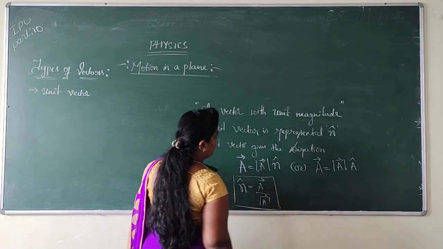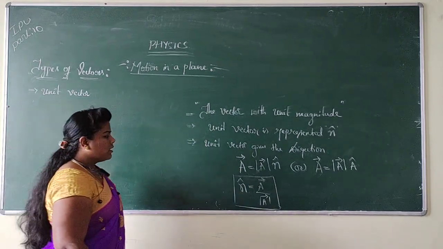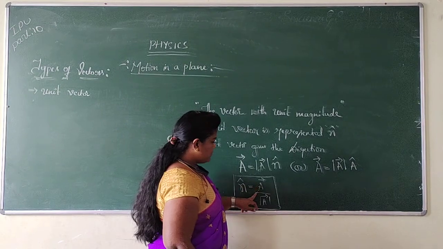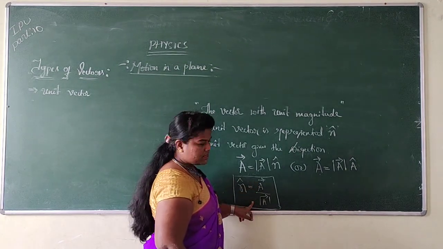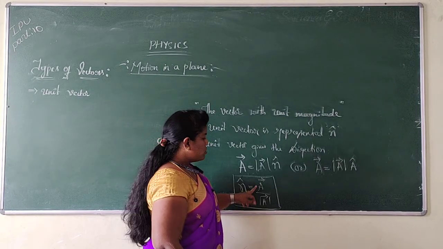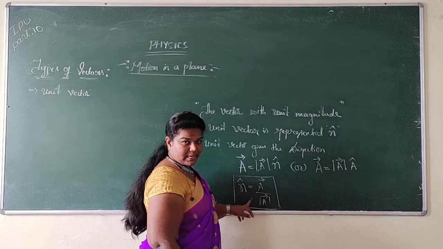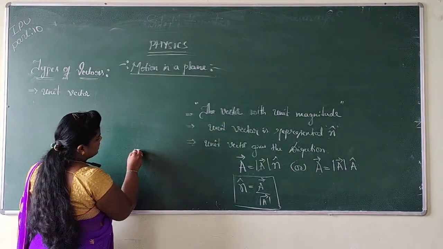So this is a formula for unit vector. See dear students, both are the same physical quantities. Both are the same vector quantities which are present in the numerator and denominator. So I can say that the unit vector is dimensionless.